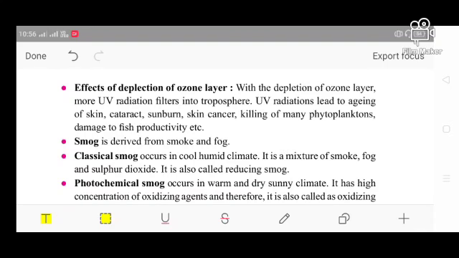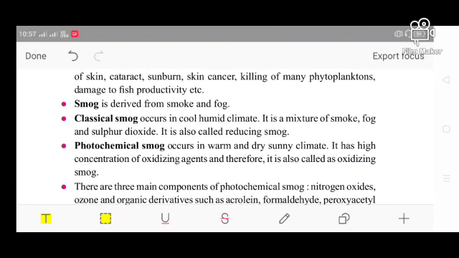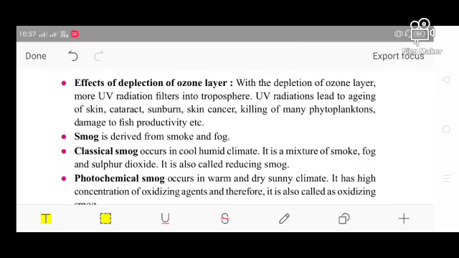After that, the effect of the depletion of the ozone layer. What is the effect? With the depletion of the ozone layer, more UV rays come into the troposphere. UV radiation leads to aging of the skin, cataract, sunburn, skin cancer like the melanomas, and the killing of many phytoplanktons, damaging the fish productivity. So these are the basic adverse effects caused by the depletion of the ozone layer generally.